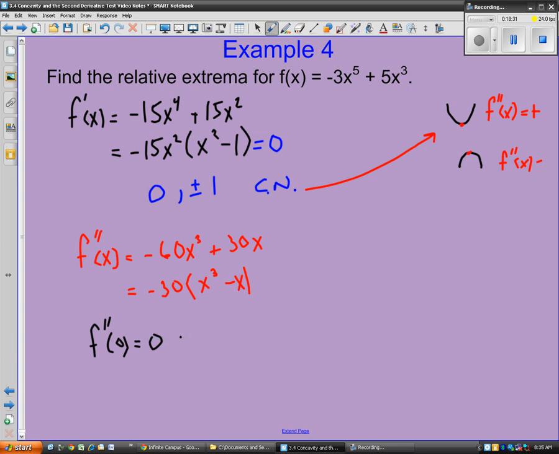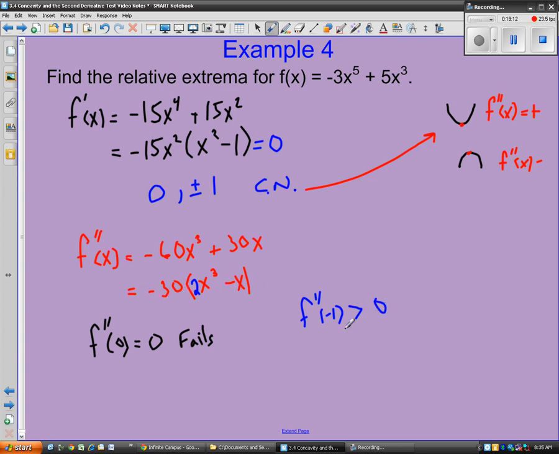If I plug f double prime of negative 1 into this function, again, I'm just looking for signs. Negative 1 will give me a negative here, a positive. I lost a 2 there. That's what happened. So plugging in negative 1, this gives me negative 2. This gives me a positive 1 inside. So then I end up with a positive number. And so this gives me that I'm concave up, which means that I have a relative minimum.